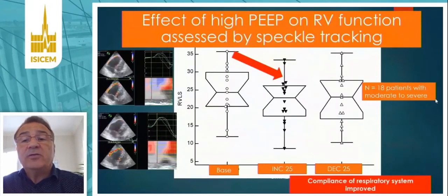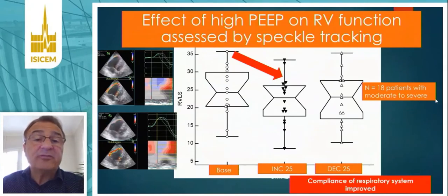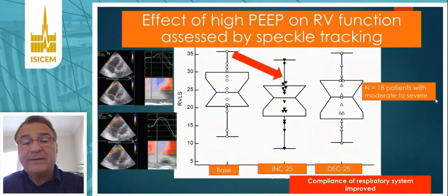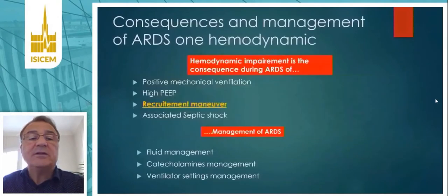We did this study in 18 patients with moderate to severe ARDS, in which we analyzed a surrogate of the systolic function of the right ventricle, which is the longitudinal strain. And you see that when we increase the PEEP from 10 to 25, we induce a right ventricular systolic dysfunction. So high PEEP may induce hemodynamic instability by itself and may induce cardiac dysfunction as well.